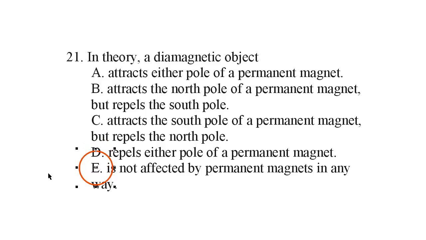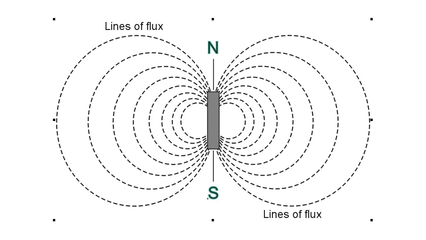E, something that does not affect a magnet or does not interact with a magnet, is a non-magnetic object. A good example of that is glass. Another good example is plastic. Most plastics are like that. You haven't ever seen a magnet attract a piece of glass unless there were iron powder embedded in the glass or something.